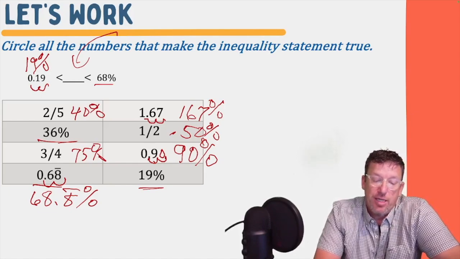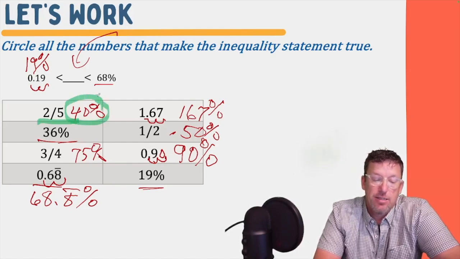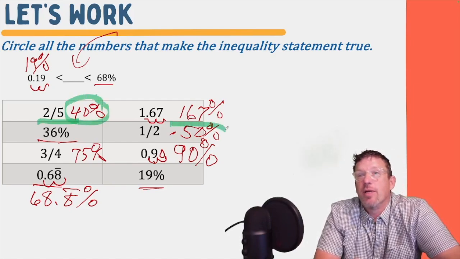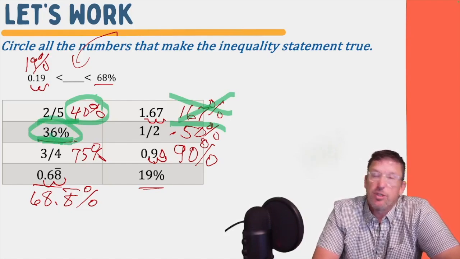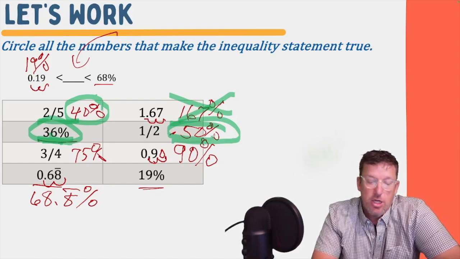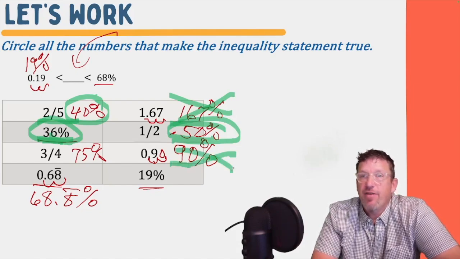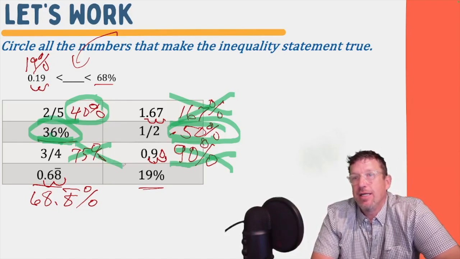Let's look at this first one, is 40% between 19 and 68? Yes. Is 167 between 19 and 68? No. Is 36 between 19 and 68? Yes. Is 50% between 19 and 68? Yes. Is 90%? No. Is 75% between 19 and 68%? No. Is 68.8% between 19 and 68%?